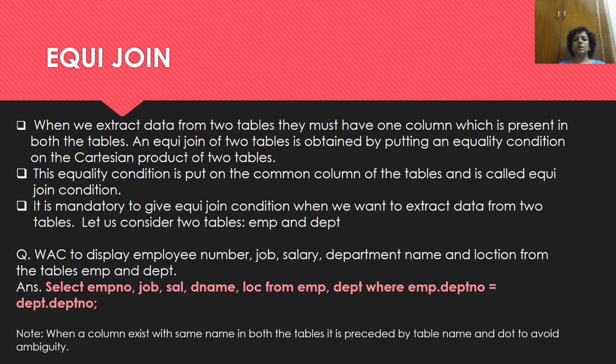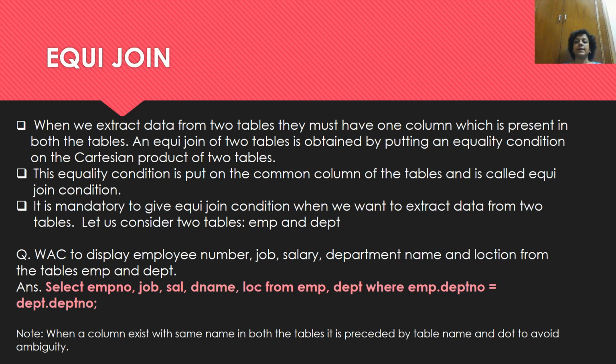Equi Join. When we extract data from two tables, they must have one column which is present in both the tables. An equi-join of two tables is obtained by putting an equality condition on the Cartesian product of two tables. This equality condition is put on the common column of the tables and is called the Equi Join condition. It is mandatory to give the Equi Join condition when we want to extract data from two tables.